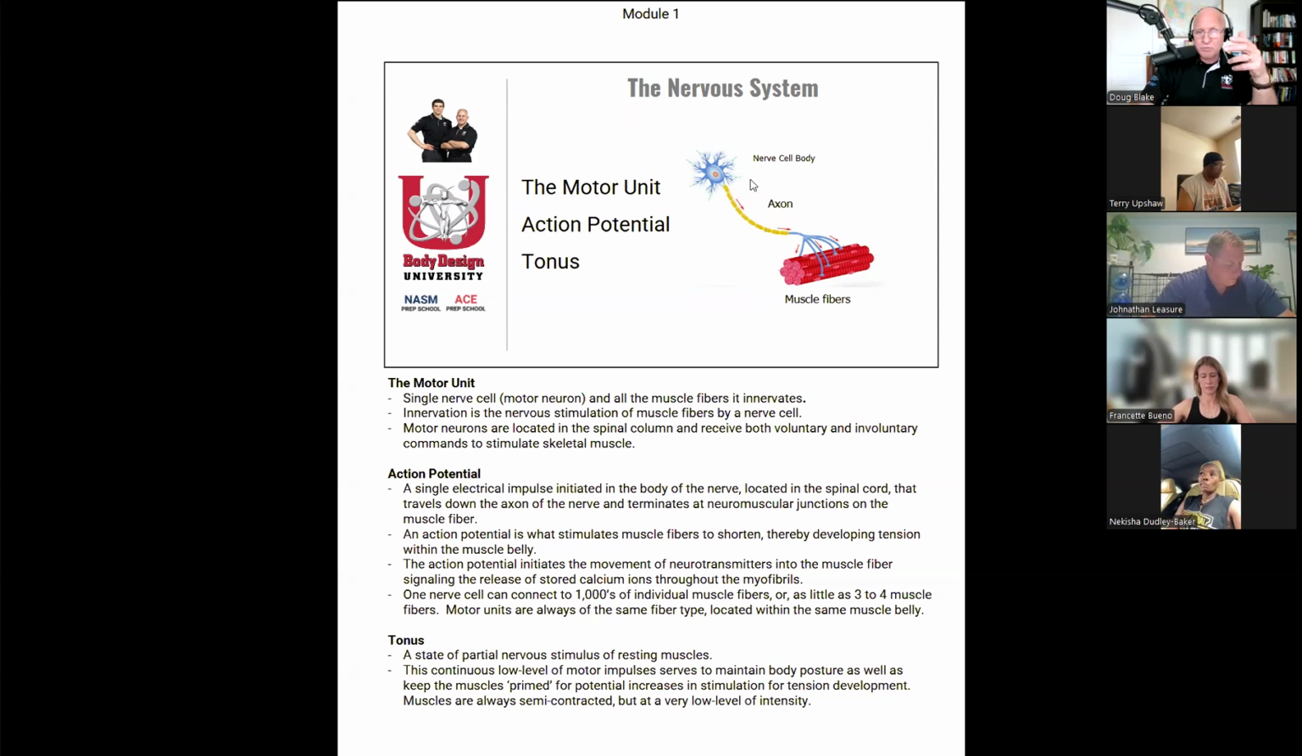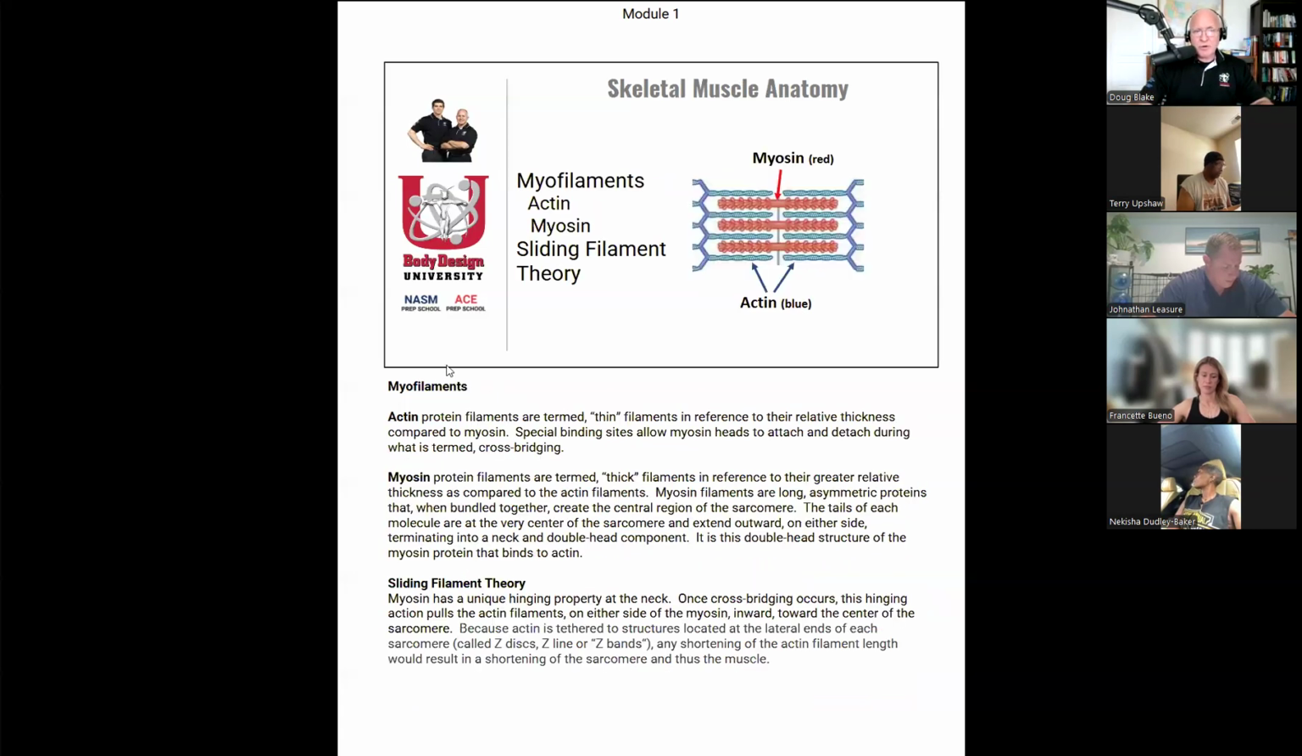A single, what is it? A single nerve cell and multiple muscle fibers. Got it? Single nerve, all the fibers that it innervates. Innervation is a fancy term for electrically stimulating. That's what nerves do, guys.